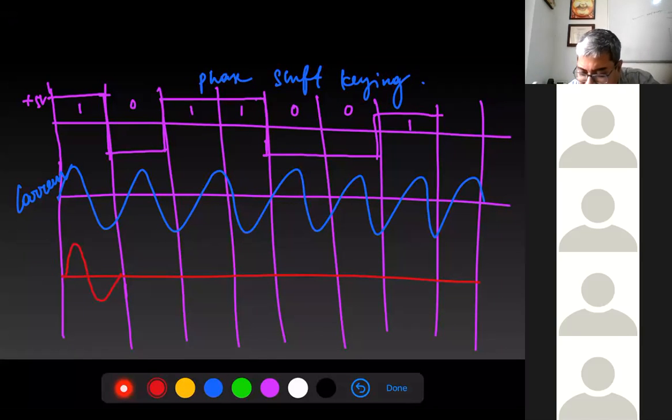What do you mean by 180 degree out of phase? Means at this point, if I draw a tangent, I will determine its phase angle. Suppose here my phase angle is 0 degree. Then this is 0, this is 90, this is 180, this is 270, this is 360. मैंने बताया था। तो 360 डिग्री means what?